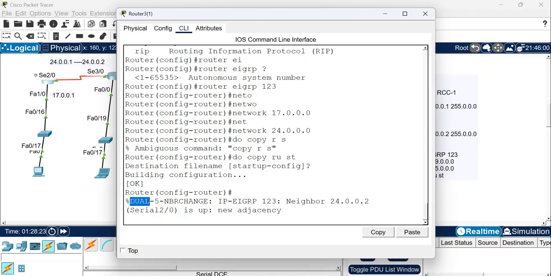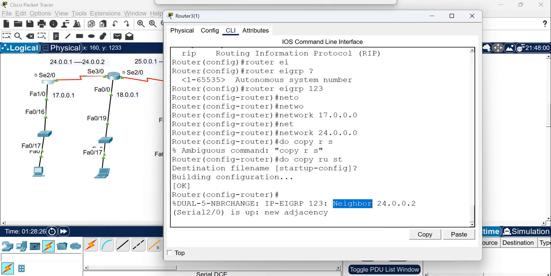DUAL is an algorithm which says my neighbor is, watch here. What is this router? It is in this router. It says I can see a neighbor which has an IP of 24002, and if you want to reach 24002, you should go via SE2. Clear? How does it know it's 20? Because the same autonomous system number will communicate.